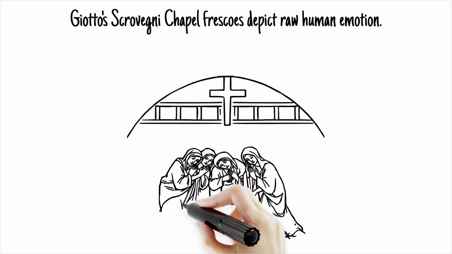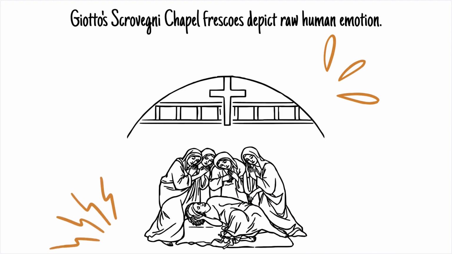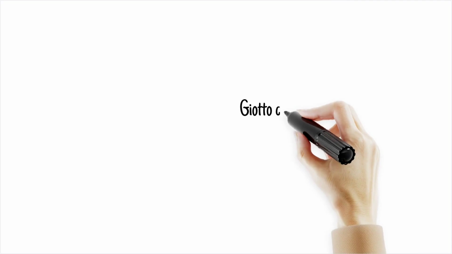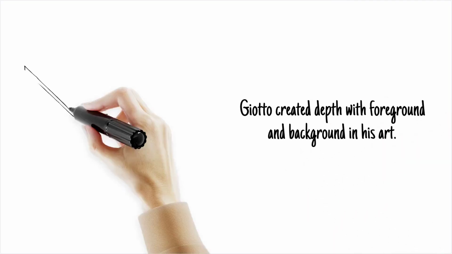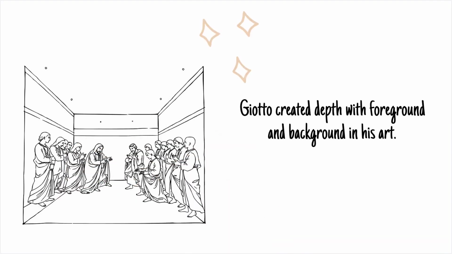His frescoes in the Scrovegni Chapel in Padua, painted around 1305, are a stunning example. In the scene The Lamentation, we see raw grief as mourners weep over the dead Christ. Their faces twist with sorrow, their bodies lean in with heavy sadness. This wasn't just religious art, it was human experience captured on plaster.